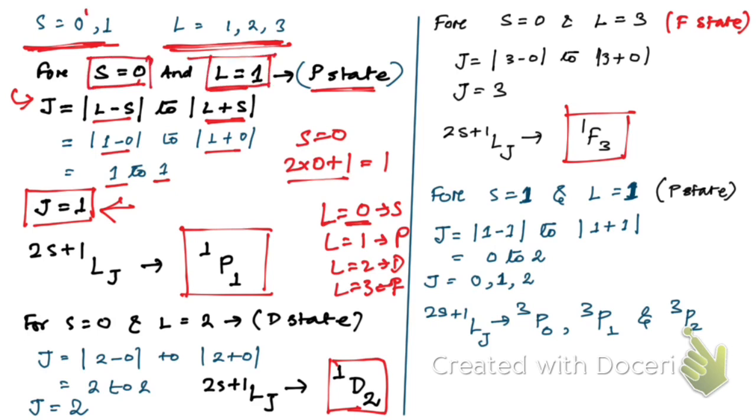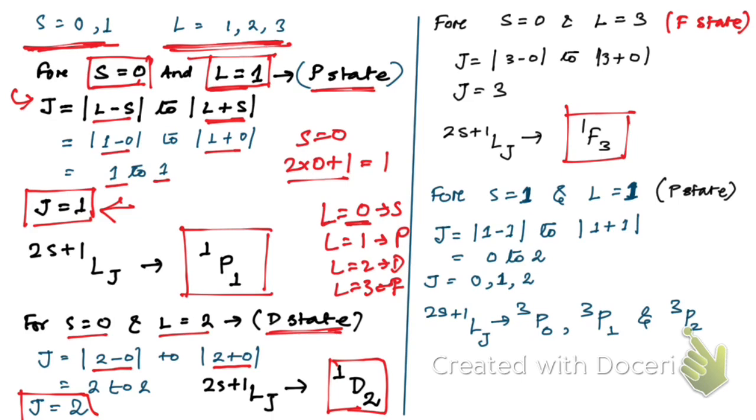So now let us take S is equal to 0 and L is equal to 2. Then what happens in this case? L is equal to 2 means D state. So here L minus S, that is 2 minus 0, to L plus S, that is 2 plus 0. In both cases 2 to 2, that means value of J is 2, right? Value of J is 2 we have got.